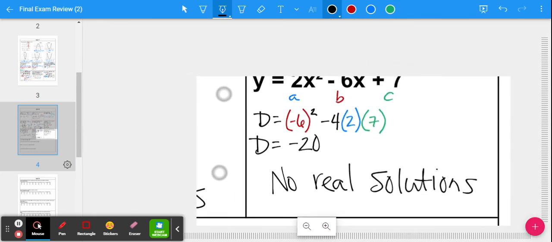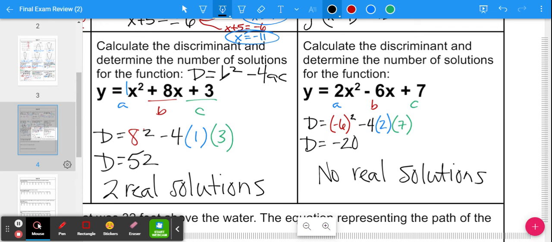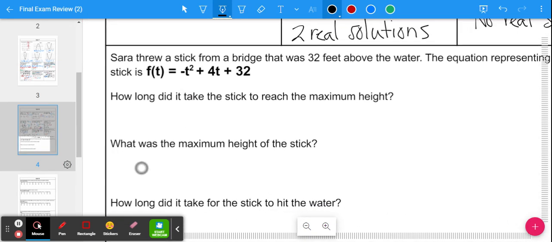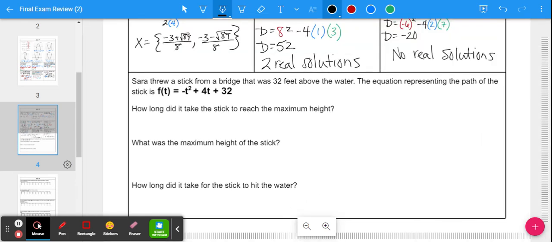So again, if it's positive, it's two real solutions. If it's negative, it's no real solutions. If it's equal to 0, it's one real solution. All right, last problem from this section. Sarah threw a stick from a bridge that was 32 feet above the water. The equation representing the path of the stick is f of t equals negative t squared plus 4t plus 32. And it says, how long did it take the stick to reach the maximum height?